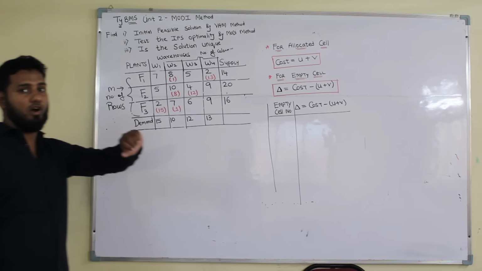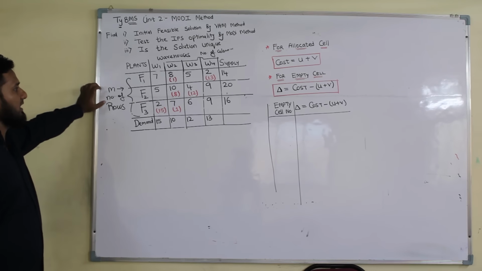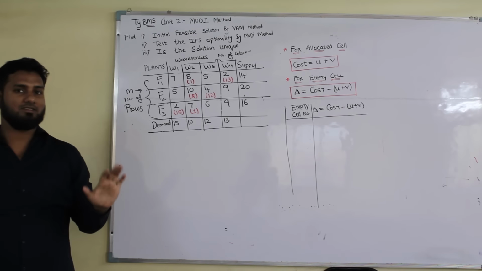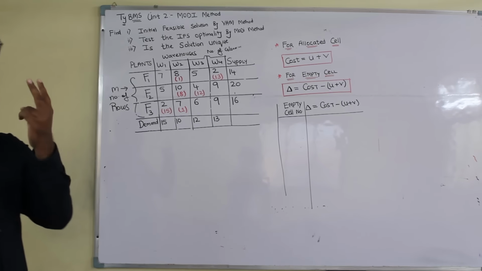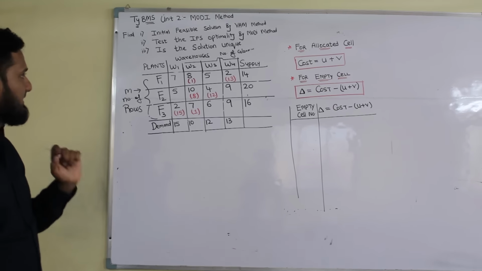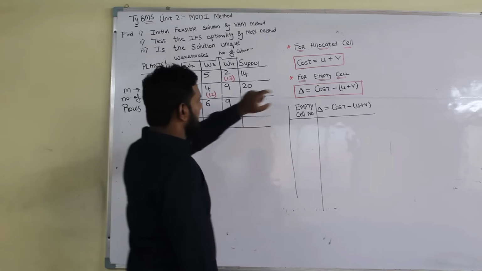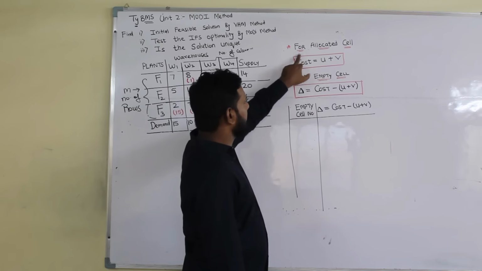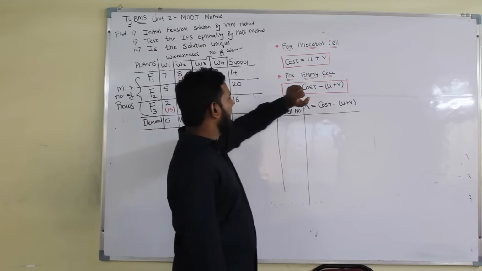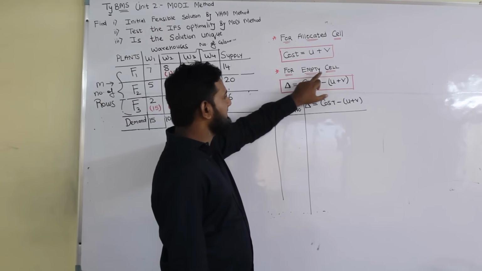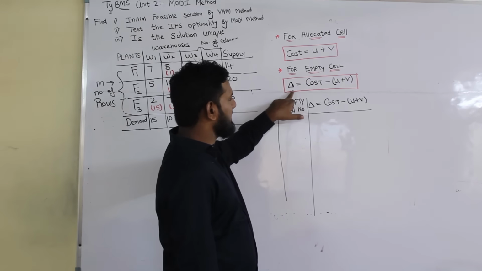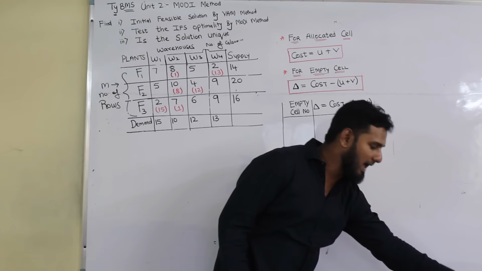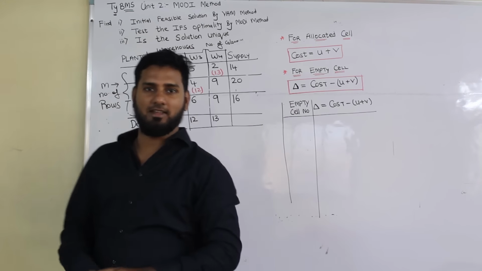Now we got this question over here, all the allocated cells are given over here. Now you just need to find out two things over here. First is the cost. The formula for cost is U plus V. That is for the allocated cell, and for empty cell the formula is delta is equal to cost minus (U plus V).